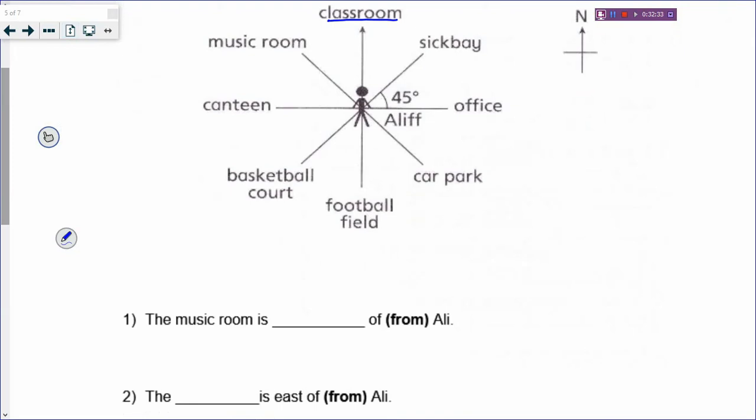Now usually you will see the word "of." What does the word "of" mean? It means that it is from, right? It means that the music room is from Ali. It means from Ali, right? From Ali. If he wants to go to the music room, then which direction must he face?